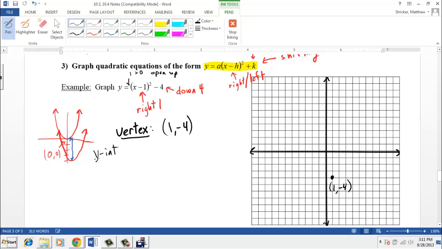We still find the y-intercept the same way. We let x equal 0, so this is y equals 0 minus 1 squared minus 4. We're just plugging in x equals 0 into our original equation. So this gives us negative 1 squared minus 4, which is 1 minus 4, which is negative 3. So we have the point 0, negative 3, which we can put on the graph.